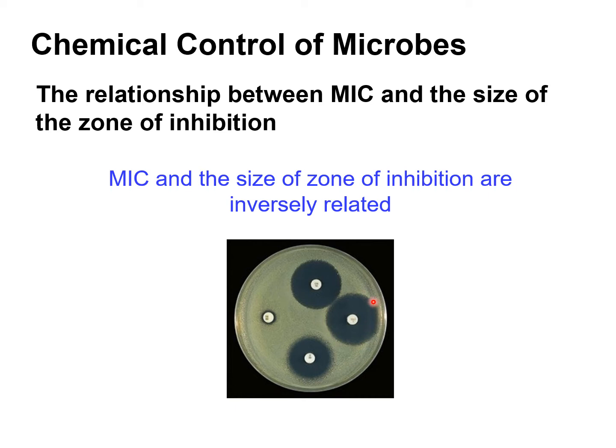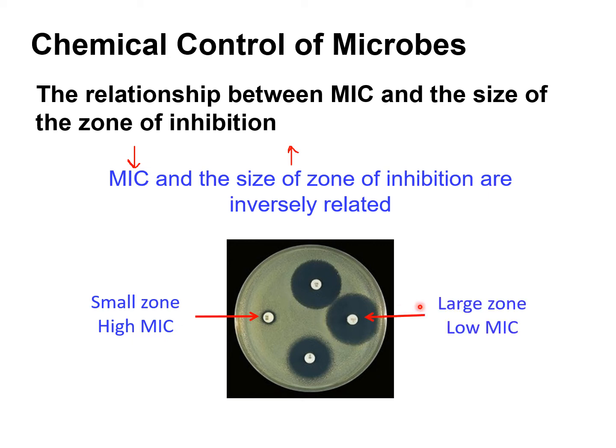And so therefore we say that the MIC, the minimum inhibitory concentration, and the size of the zone are inversely related. As the size of the zone increases, the MIC is basically going to decrease. So that's an inverse type of relationship. So right here, this one is going to have such a high minimum inhibitory concentration. And then this one, because it has a larger zone, has a lower minimum inhibitory concentration.